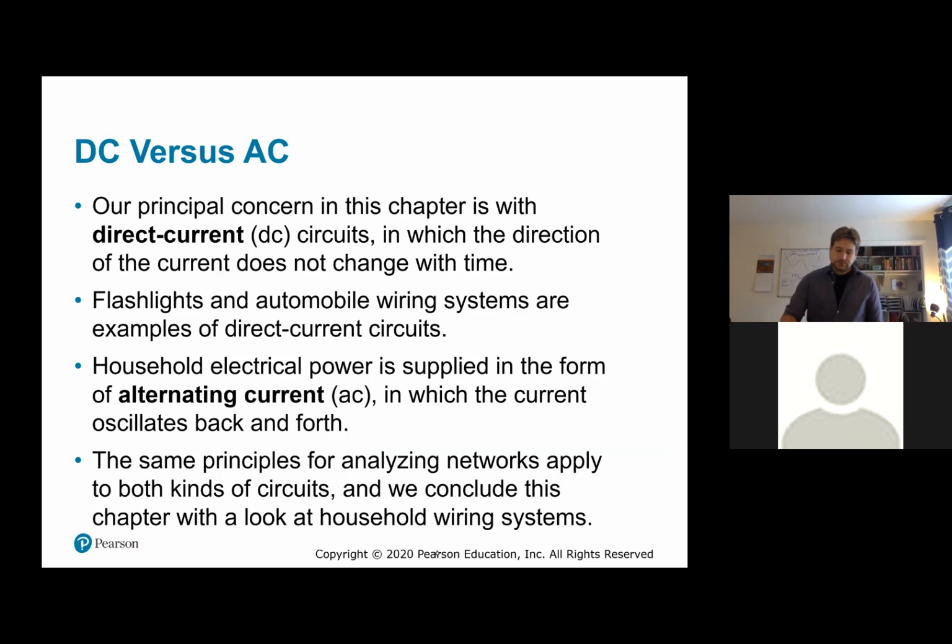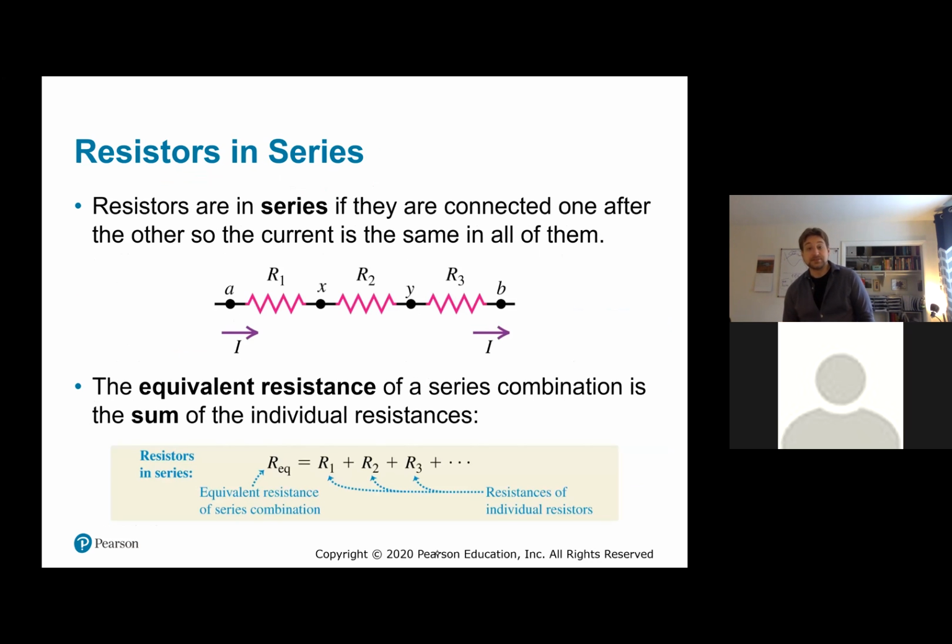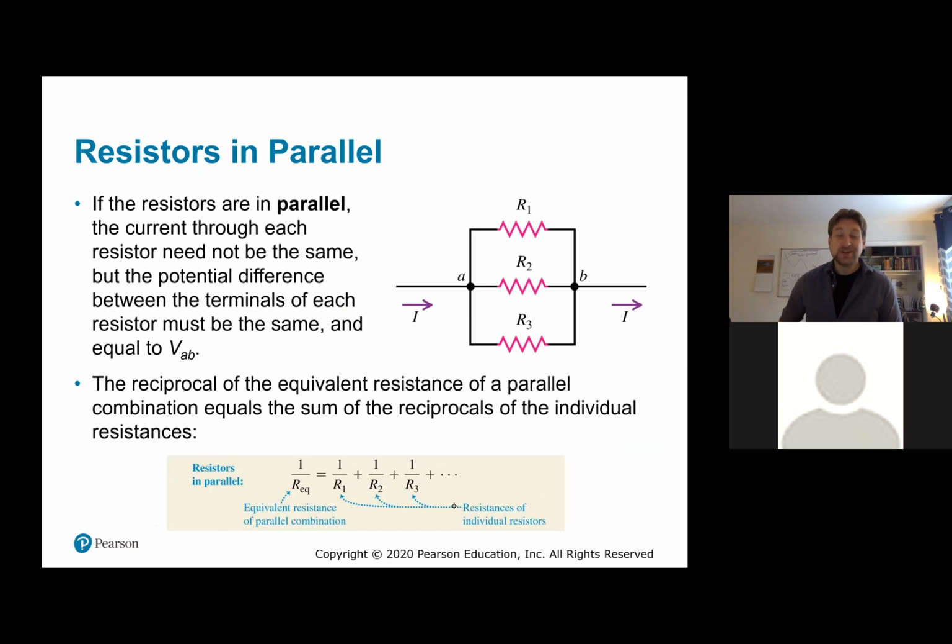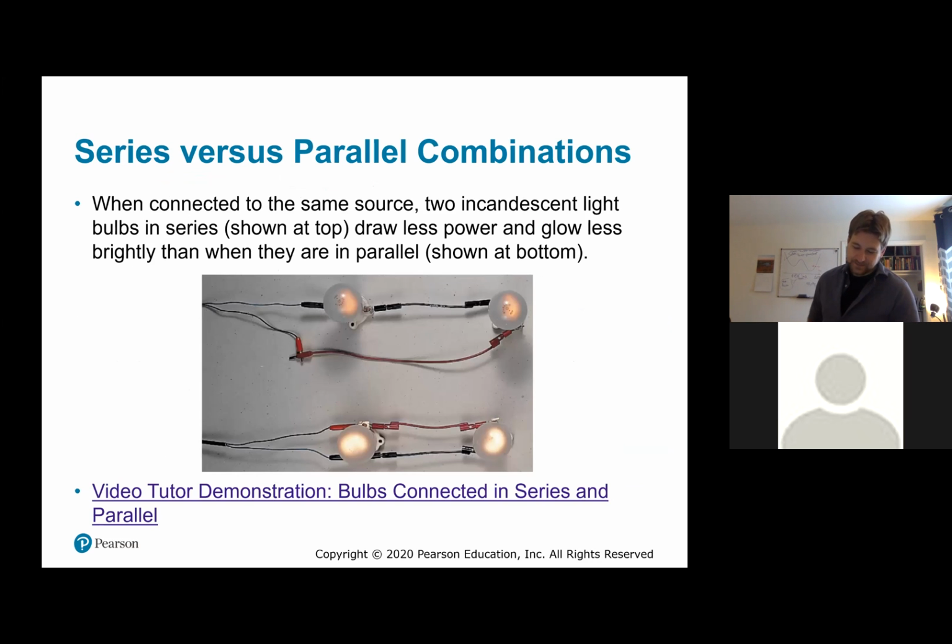Resistors in series. We knew this already. Resistors in parallel. We know this already. When I post the slides, check out this link.